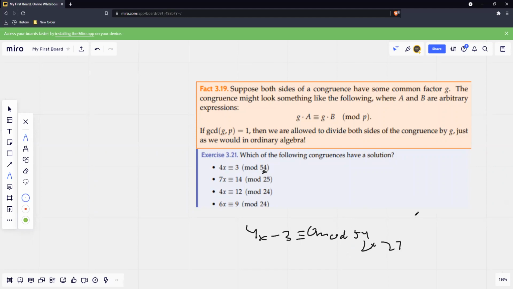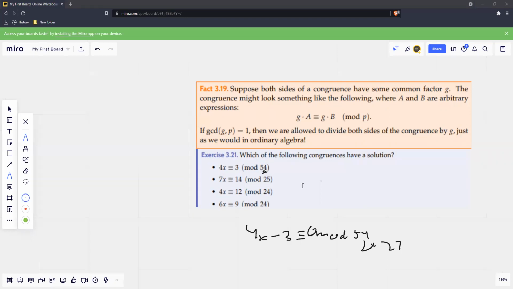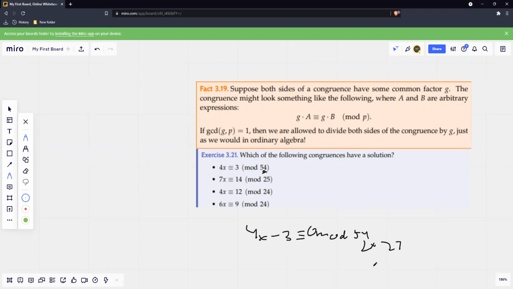Is this true? It'll look pretty confusing to try doing this. Trying to bash every single residue modulo 54 would be hard. So let's start trying something.